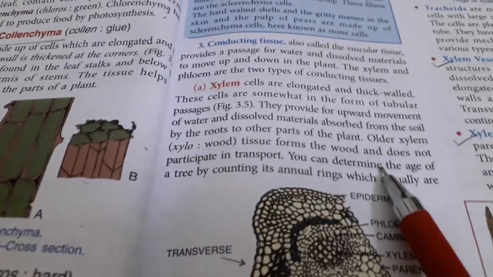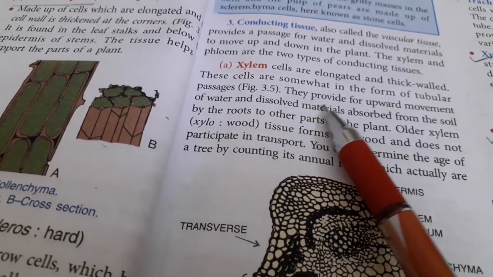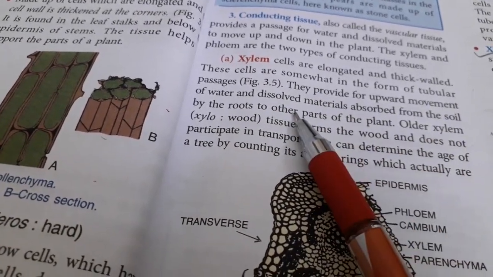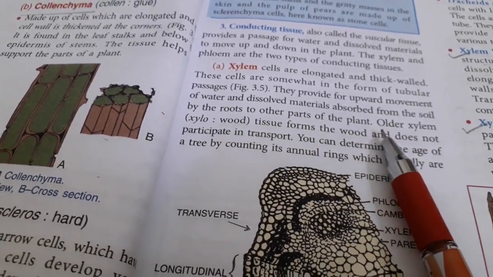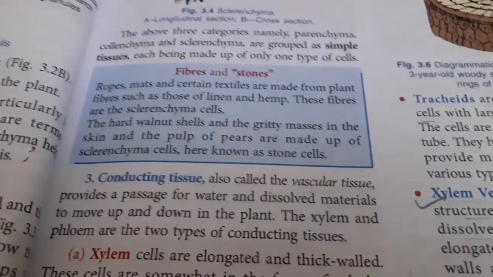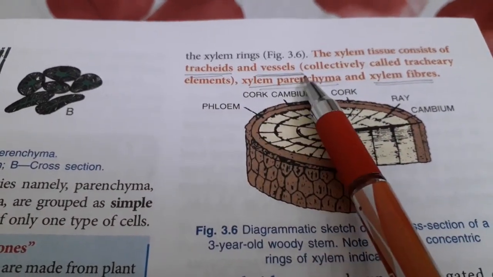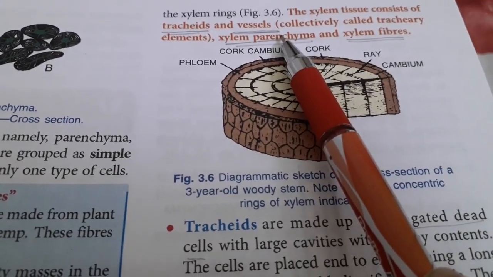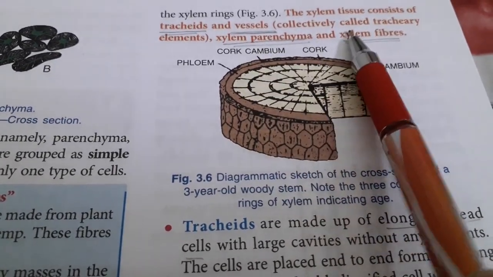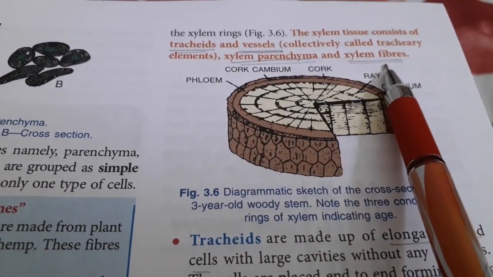So first of all, let us come to xylem. Xylem cells are elongated and thick walled. These are somewhat in the form of tubular passages. They provide the upward movement of water and dissolved materials. So 4 types of xylem cells. These are the tracheids, vessels. If you remember well, otherwise you can just revise it once again. Tracheids and vessels together we call tracheary elements, and then xylem parenchyma and xylem fibers. Fine.